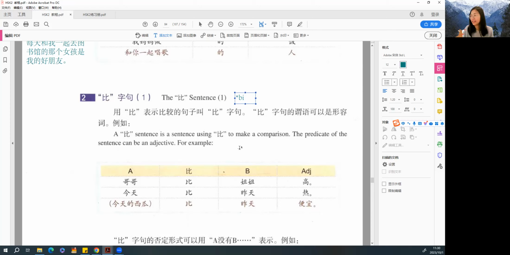So we learn a lot about this. For example, 哥哥比姐姐高。高 is tall, right? Taller. Now it's talking about the elder brother being taller than the elder sister. So you can see that in 90% or 80% of situations the adjective is at the end of the sentence. Just take a look at these three examples. Those are at the end of the sentence.